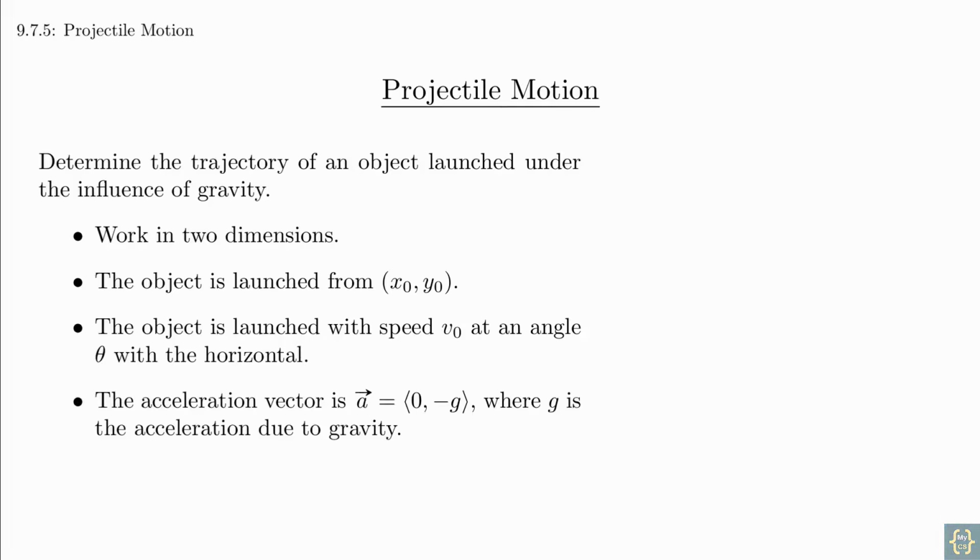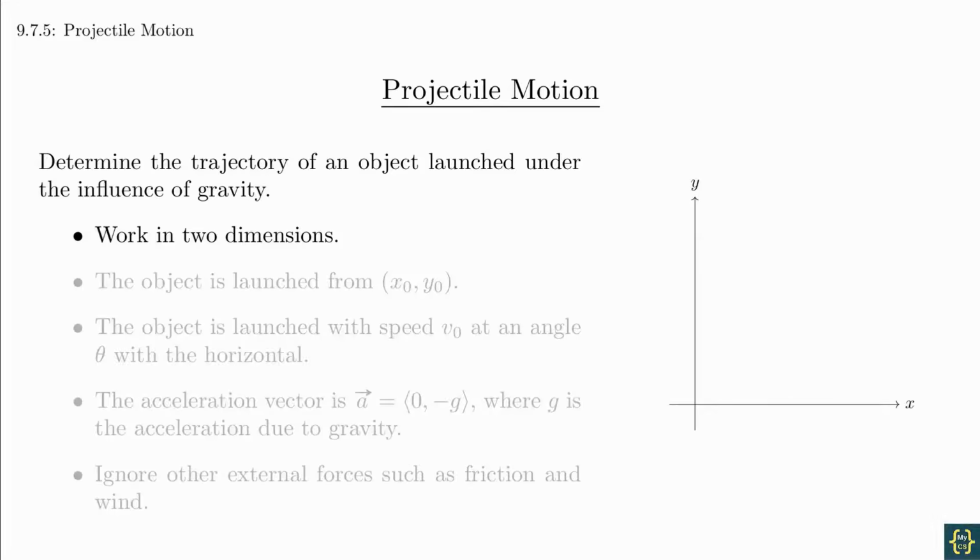The acceleration is the vector 0, negative g. Notice that this is saying that gravity is pulling in the negative y direction. We are going to ignore all the forces except for gravity, so there's no friction and there's no wind. This is a lot of little pieces of information, so we'll start by making a quick diagram of this to guide us as we work through the problem.